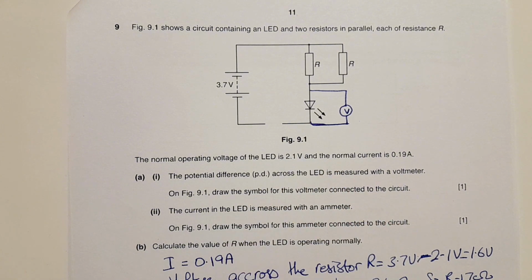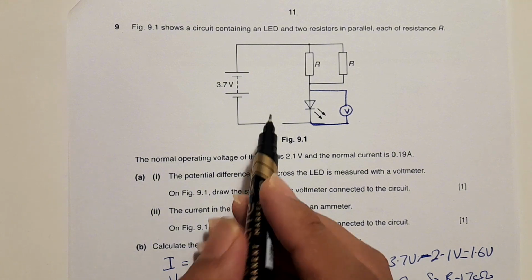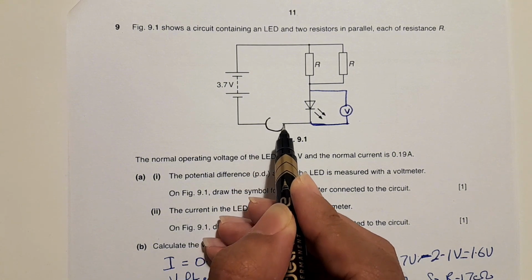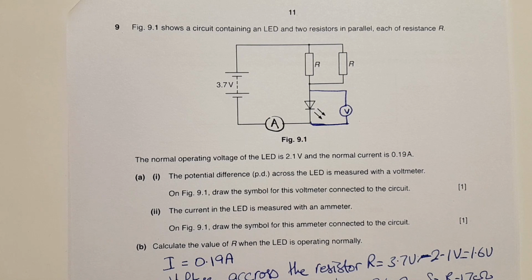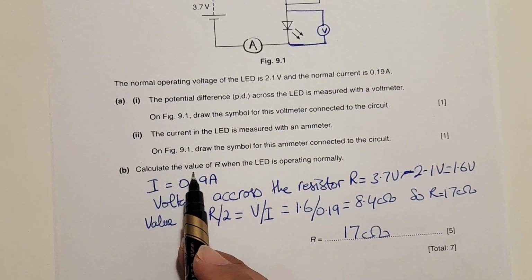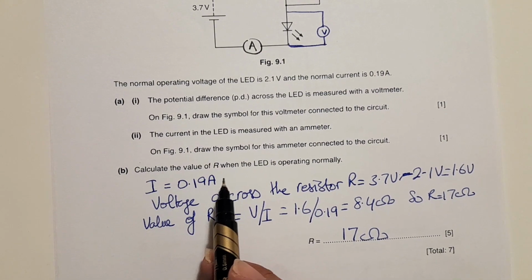So this is how we'll be doing this. Part 2 states the current in the LED is measured with an ammeter. Draw the symbol for the ammeter connected to the circuit. So here we will be connecting the ammeter, which is A. Part B states calculate the value of R when LED is operating normally.